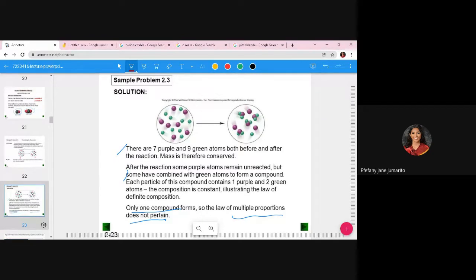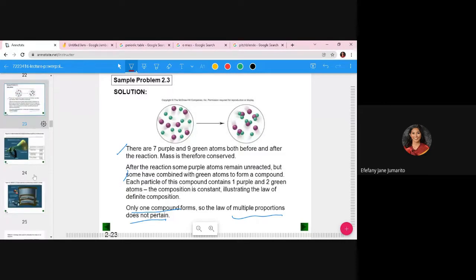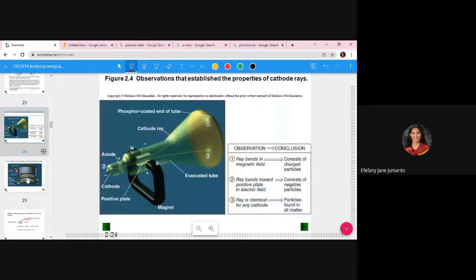Okay, only one. All right, we have here only one compound formed, so the law of multiple proportions does not pertain. So here, some purple atoms remain unreacted, but some have combined with green atoms to form a compound. Each particle of the compound contains one purple and two green atoms. The composition is constant. Okay, so constant in proportions. All right, so that's it. That's for the three laws, the basic laws of chemical reaction.